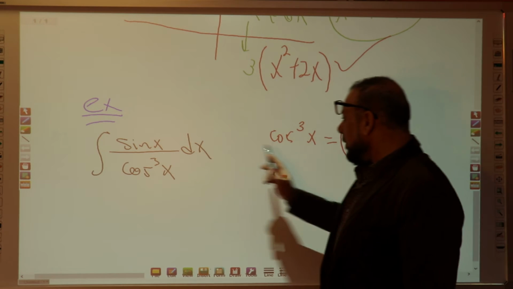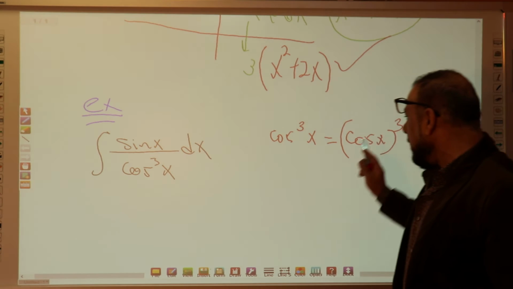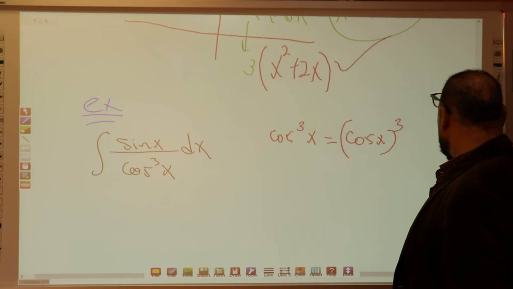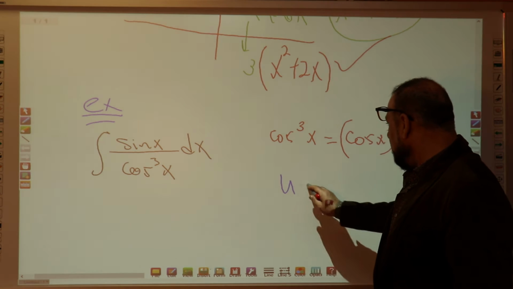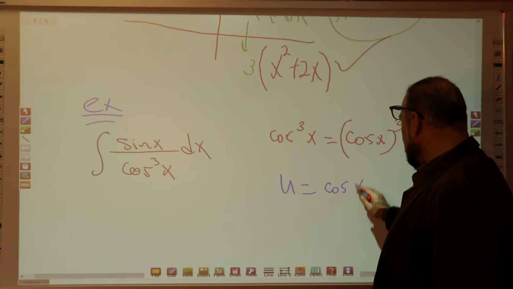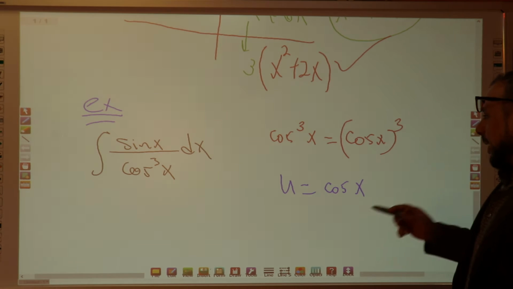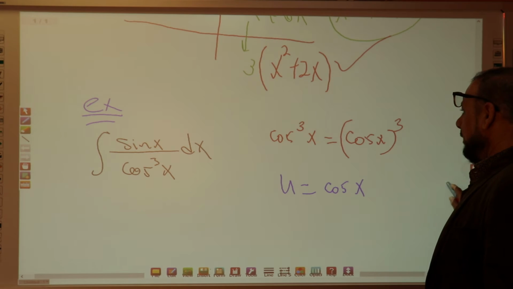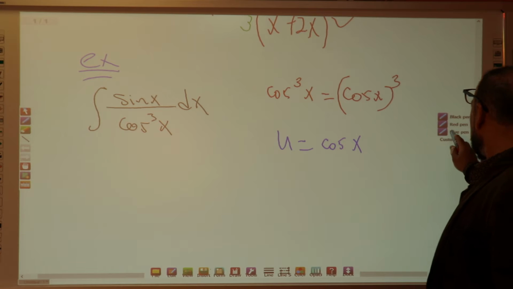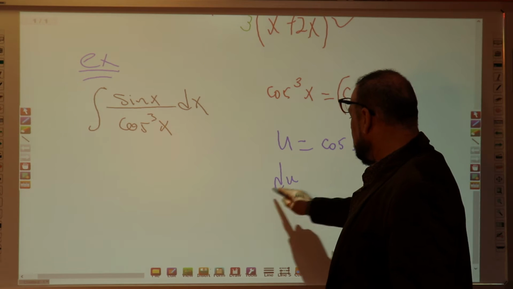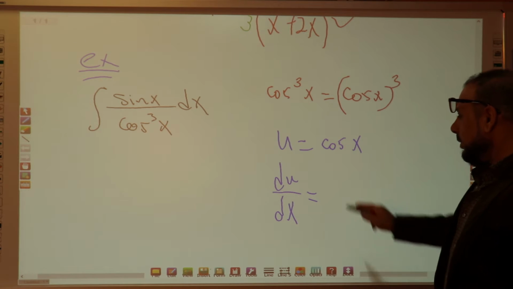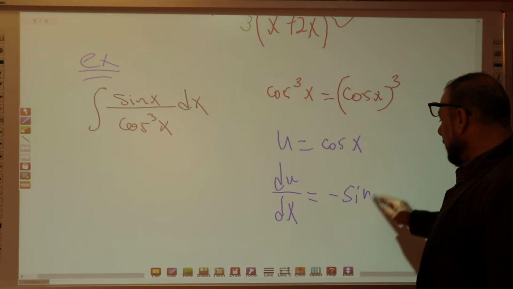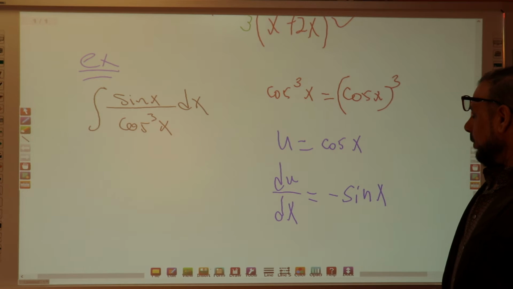I know cosine has a derivative equal to sine, so let us take u equal cosine x. This is step one. Now we have to differentiate it. du over dx equals negative sine x, because the derivative of cosine is negative sine.